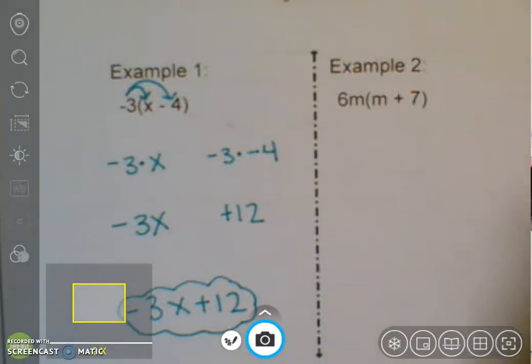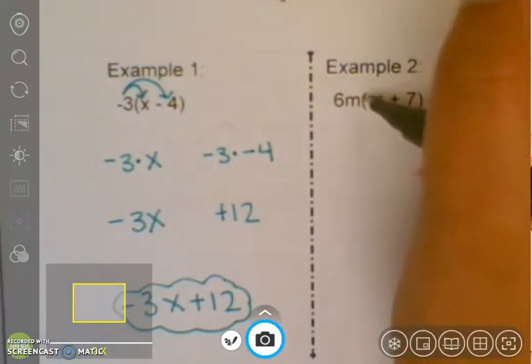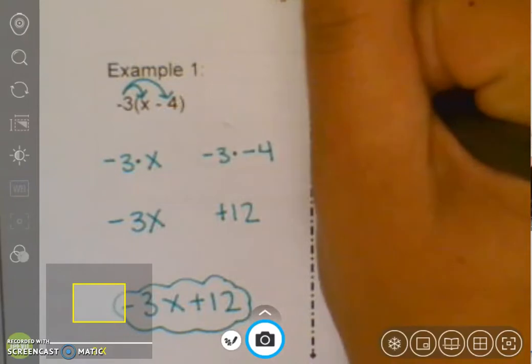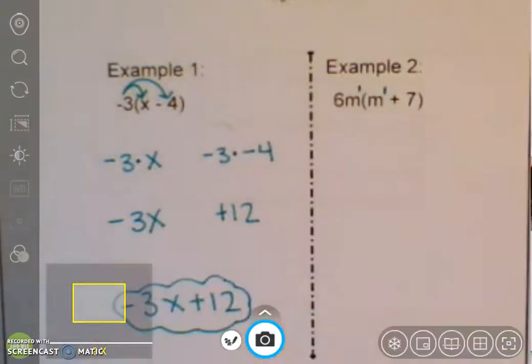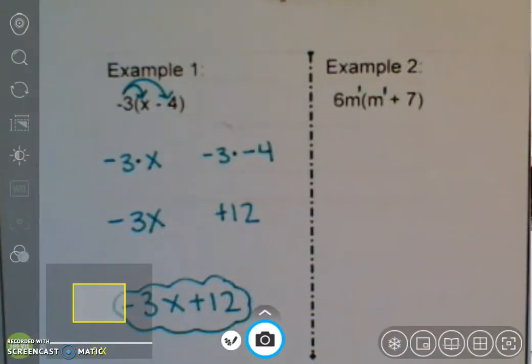Remember for the next one that you're doing, up on top of these m's, there are exponents. They're little ones. So you pause the video and try the next problem.